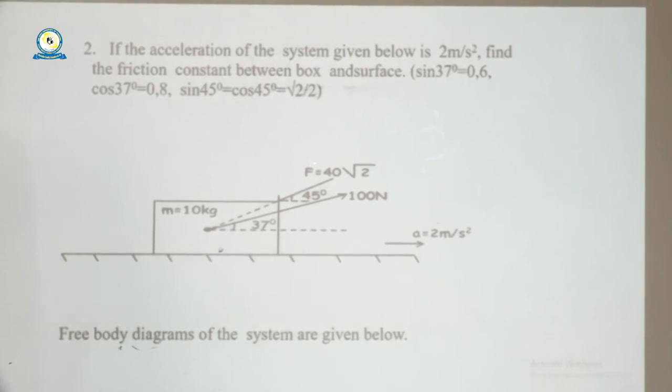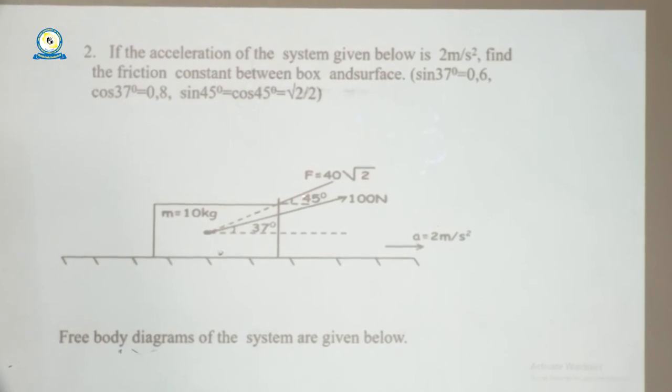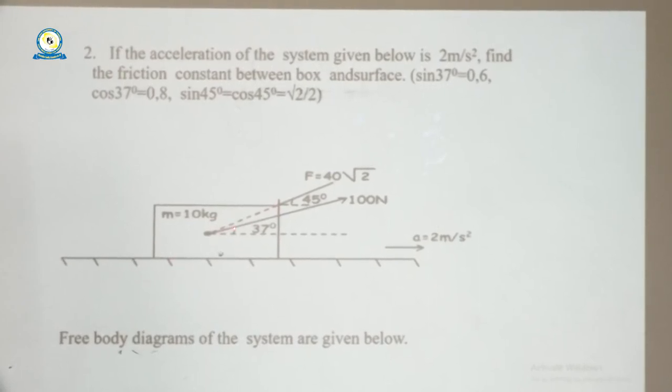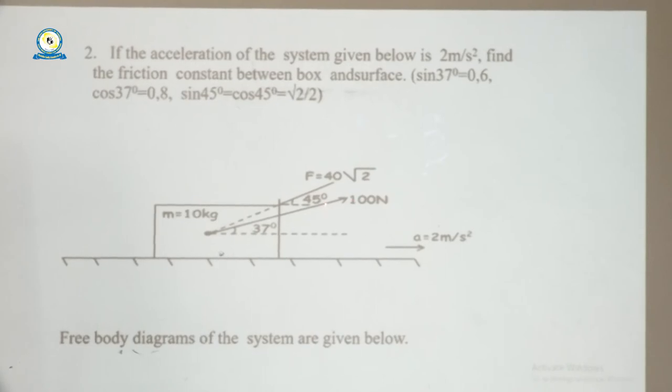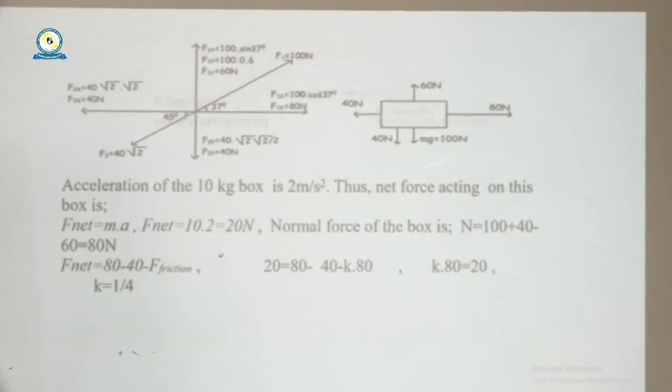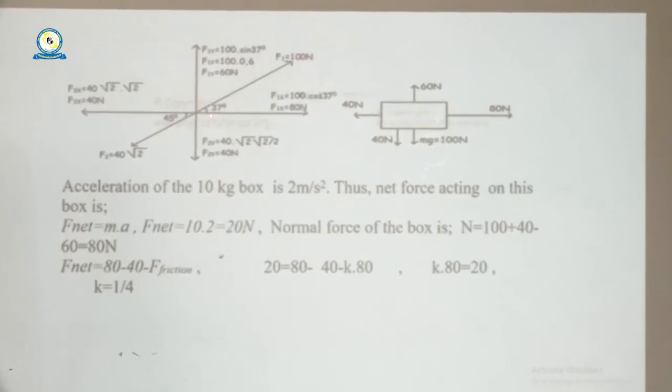This force, the first force inclined at 45 degrees, is pushing the box down. This force, 100 newton, is pulling the box inclined at 35, 37 degrees. So in this direction, this one is the down direction. In a free body diagram, we can see this force F1 with an angle, F2, this one.